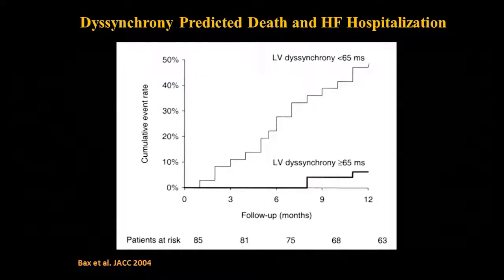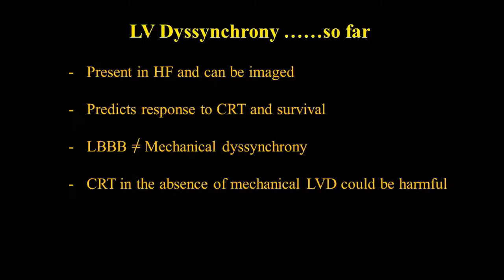Even more importantly, if you did not have dysynchrony to begin with and you received a biventricular pacemaker for resynchronization, you had worse outcomes. So, these are the patients on the bottom who had dysynchrony defined by time to peak contraction of greater than 65 milliseconds, whereas those patients who did not have dysynchrony, in whom the delay in contraction between the two walls was less than 65 milliseconds, had worse outcomes. Patients who had dysynchrony had better outcomes with CRT, whereas those patients who did not have dysynchrony prior to receiving a biventricular pacemaker did worse.